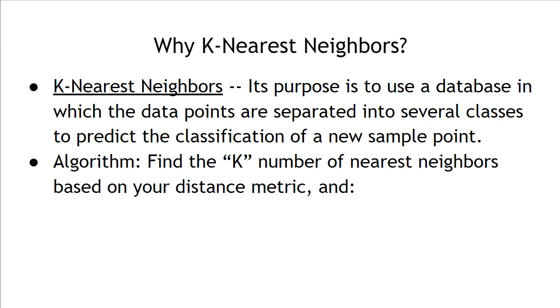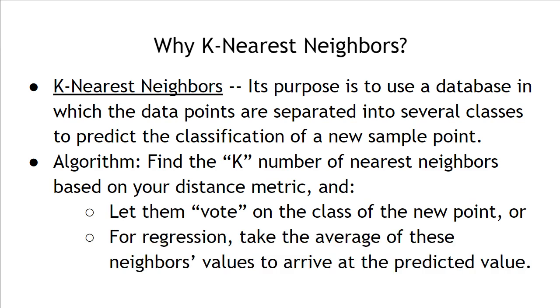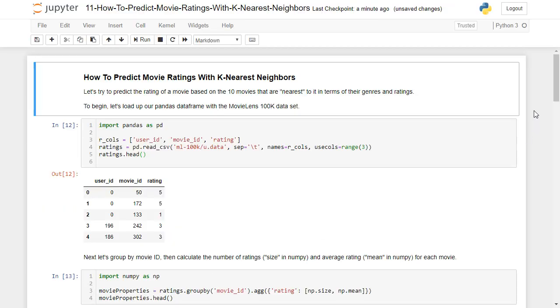So the algorithm is find the k number of nearest neighbors based on your given distance metric and let them vote on the class of the new point, or for a regression situation, you want to take the average of these neighbors' values to arrive at the predicted value. So that kind of summarizes what we're doing with k-nearest neighbors. Now let's look into some Python code to see how we can actually use this to predict movie ratings.